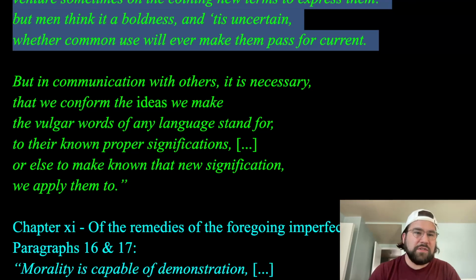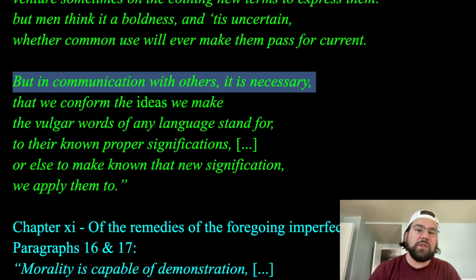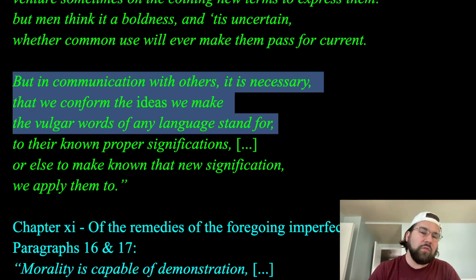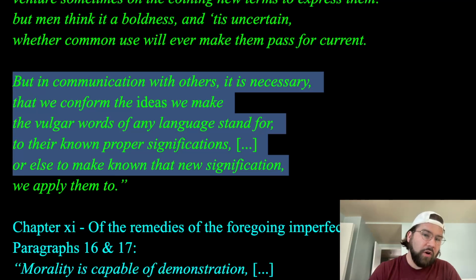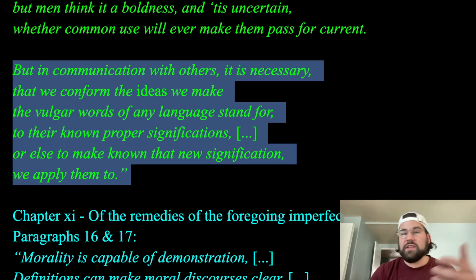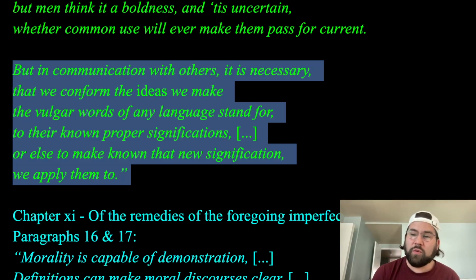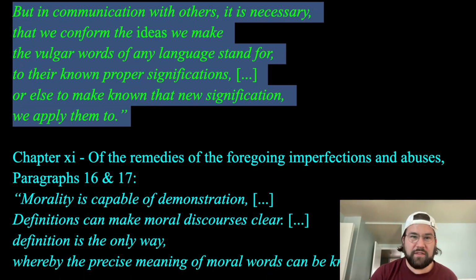Moving on, same selection here. Locke continues, but in communication with others, it is necessary that we conform the ideas we make, the vulgar words of any language stand for, to their known proper significations, or else make known that new signification we apply to them. Right, so he's going to say here the onus is on you. If you're going to come up with a new word, you're going to have to put in the work to make it clear and distinct and understood to everyone you're going to be communicating with.